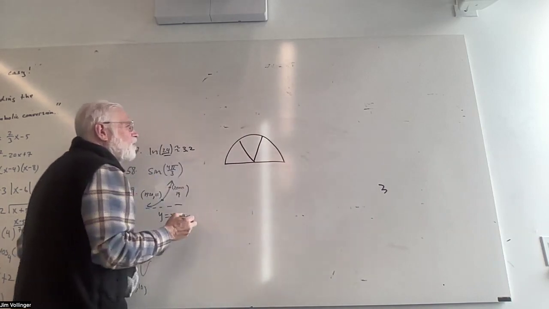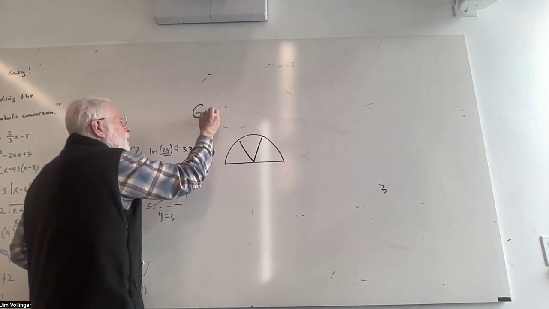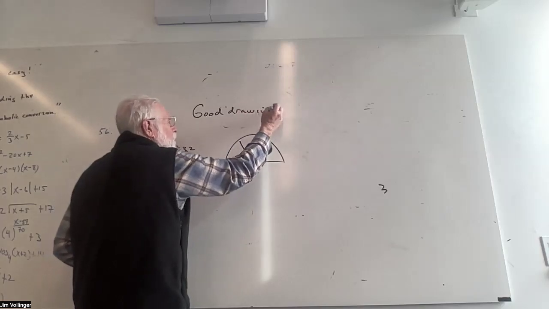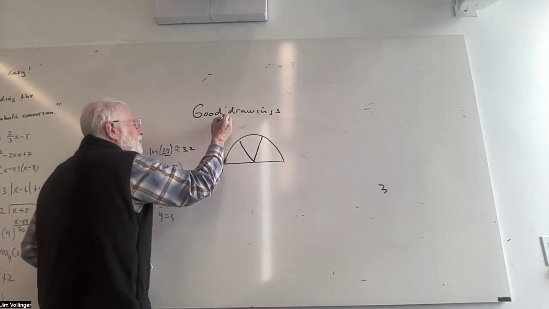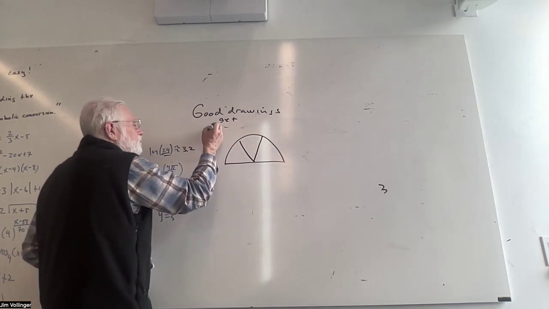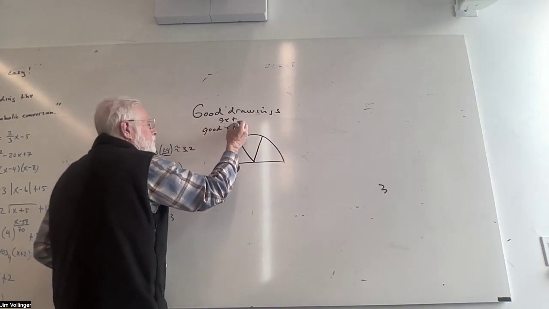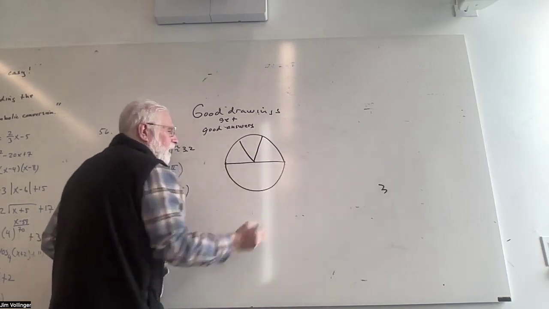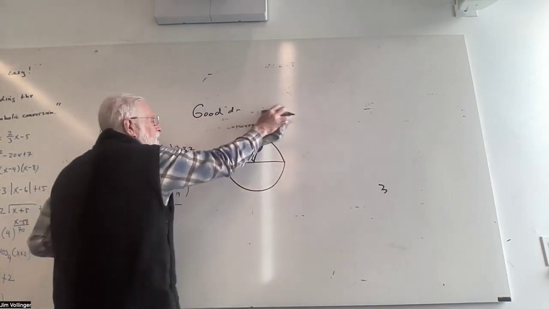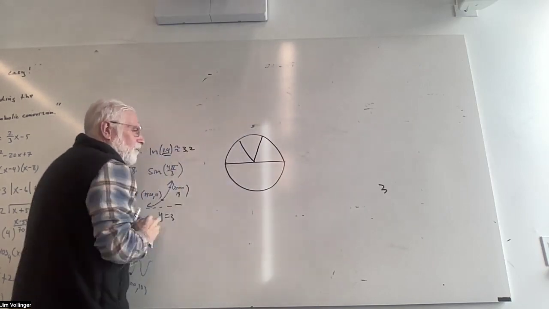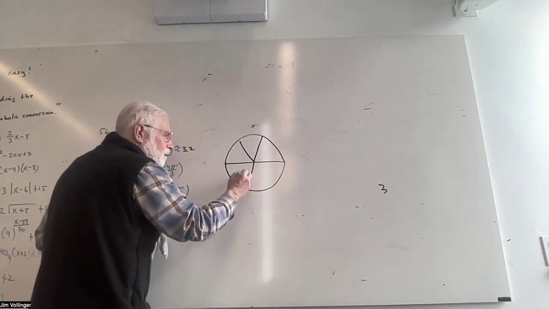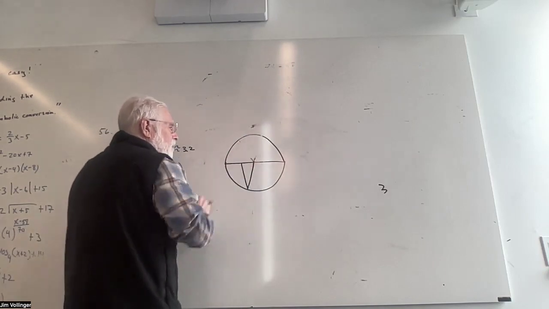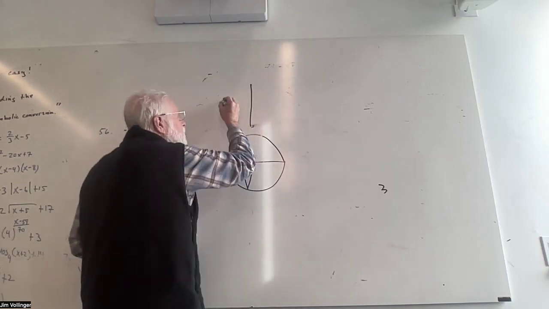Good drawings get good answers. I'm going to write it. Obviously, I need the second half of the circle because I got to get to 4 pi over 3, which is here. That's a good drawing. So that's my triangle. Now I can draw an axis.